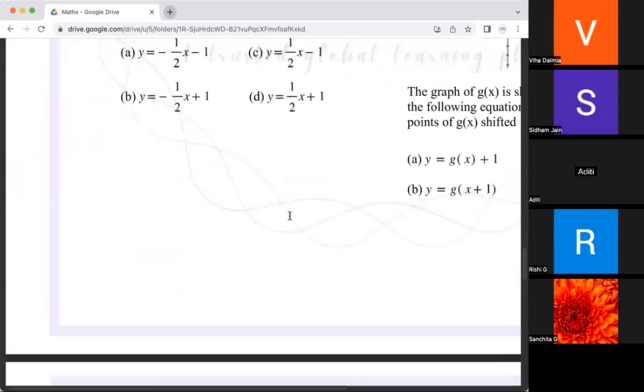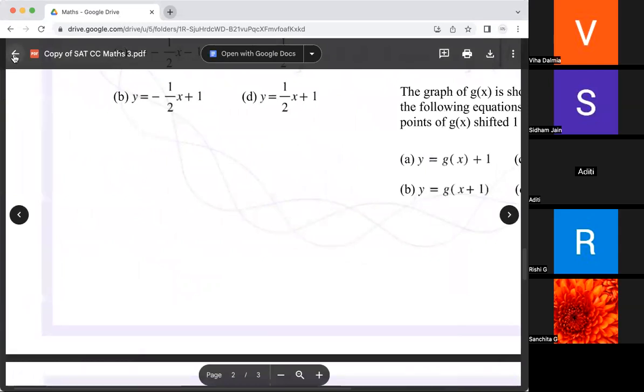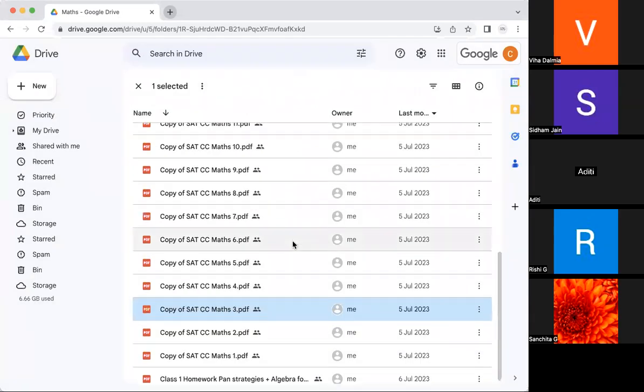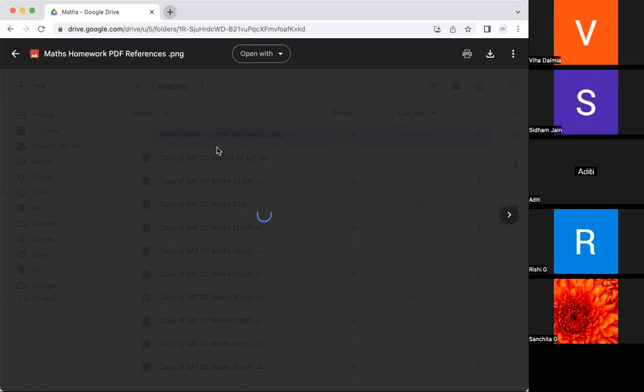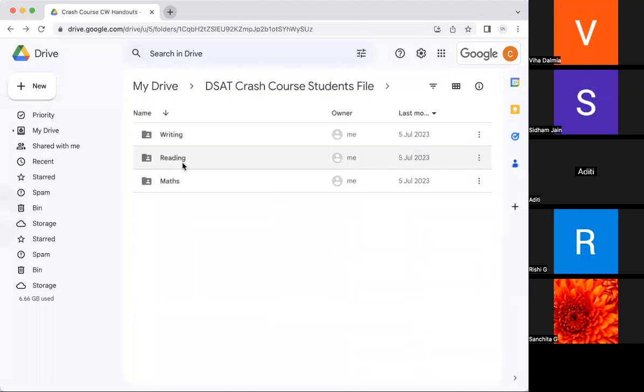This is a good thing, we have completed this handout. All the questions we've completed. So I'll just show you. Handout 3 is done. This is the PDF, right? This is the image. Handout 3. Baron, B is for Baron, 5.6 and chapter 3 from 1600. What is it basically?